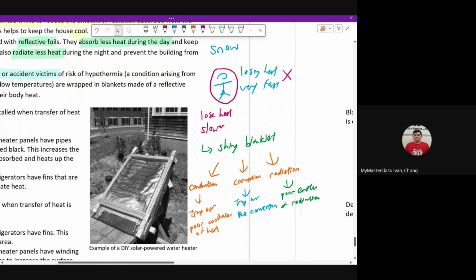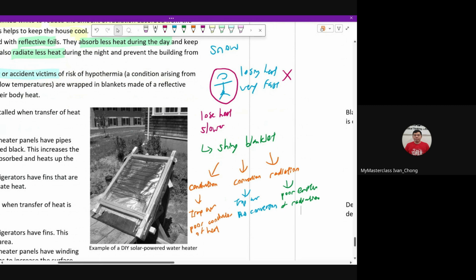you have actually explained: because I don't want to lose heat so fast, I want to lose heat slower, so this person can warm up, right? So I use a shiny blanket. Conduction, because a blanket will trap air, so you will lose heat slower, because this person is still hotter than your cold surroundings.